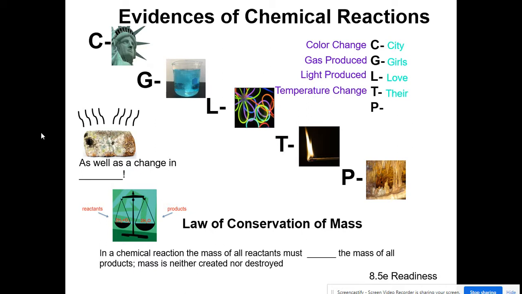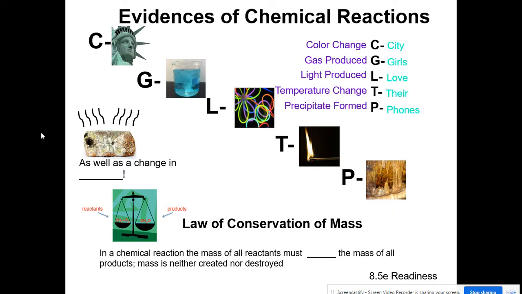And lastly, we have city girls love their phones. CGLTPO. That's how we remember the evidences of a chemical reaction. There's not an O on this slideshow, but we'll add it in. CGLTPO. P stands for a precipitant formed. All a precipitant is a solid forming from a liquid.